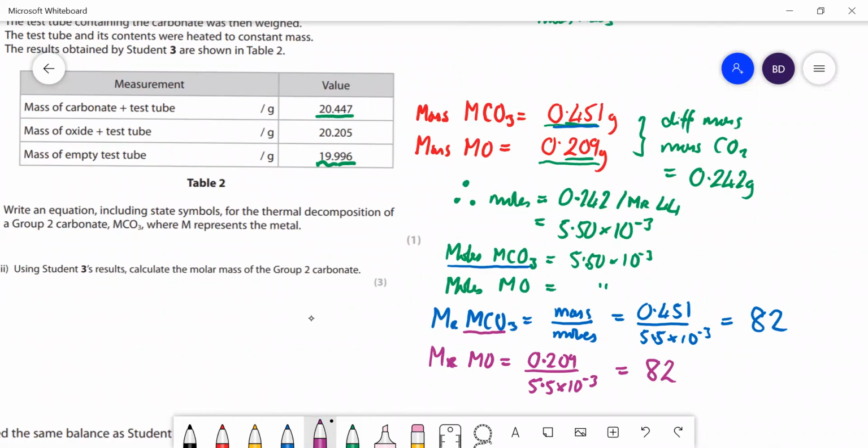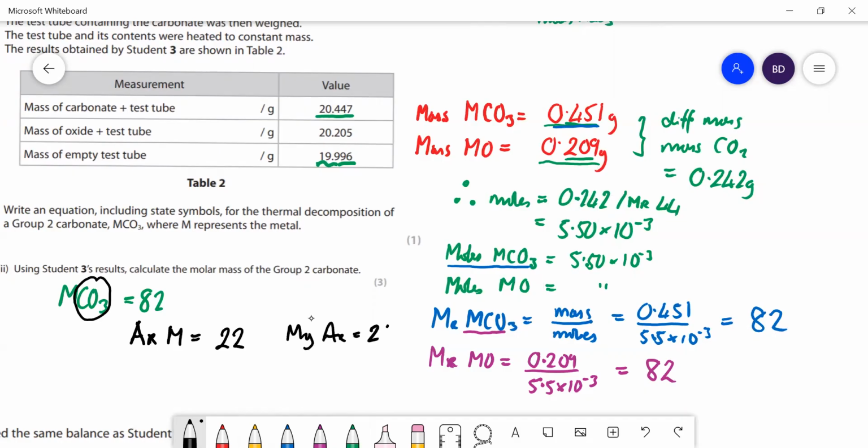Right, so now we need to say what is the nature of the carbonate. So we've got MCO3, the MR is 82. The carbonate bit weighs 60. So that means, take away 60 from 82, the AR of the metal is 22. Okay, and again, the closest one you can get to that is magnesium. The AR of magnesium is 24.3, and calcium is 40. So we conclude that it's almost certainly going to be magnesium and not calcium.